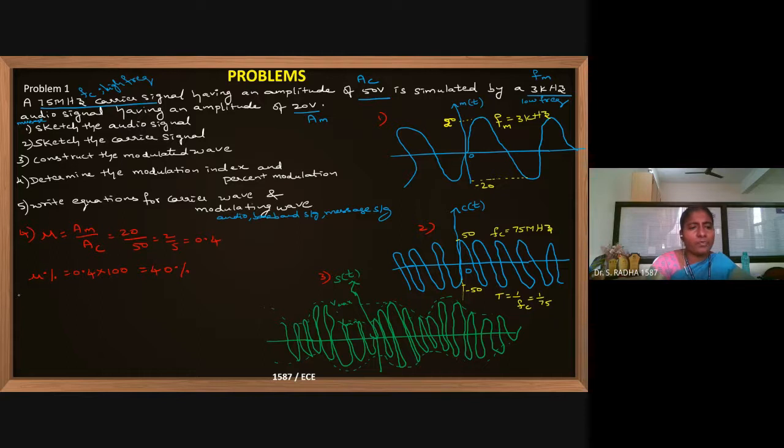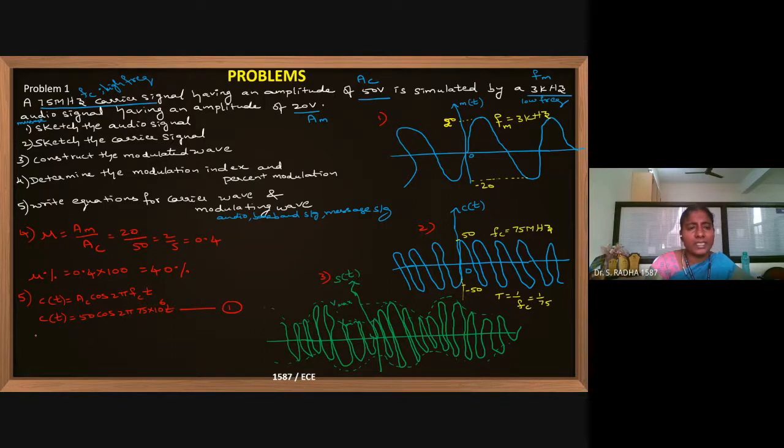Now coming to the fifth one: write equations for the carrier and modulating wave. The carrier wave is c(t) equals AC cos 2 pi FC t. The AC and FC values are given in the question, so I substitute AC as 50 and FC as 75 mega, which means 10 power 6: c(t) = 50 cos 2 pi (75 times 10^6) t. This is the equation for the carrier.